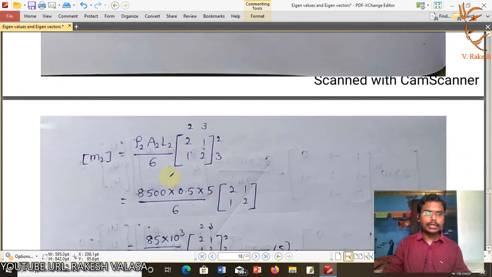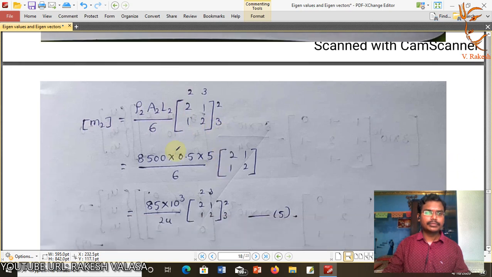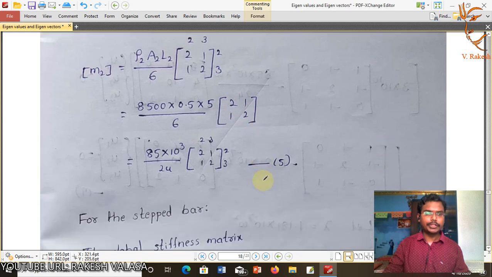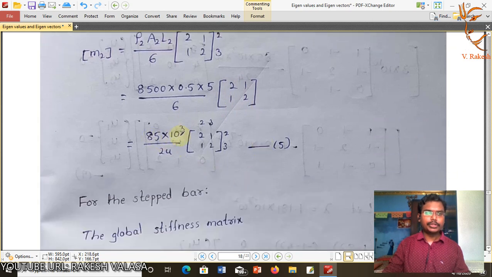Now calculate the mass matrix for element 2. We know the formula: rho A L by 6 times [2 1; 1 2]. Now substitute the values: rho 8500 into A2 0.5 into L2 5 by 6 times [2 1; 1 2]. Now simplify this equation, we get 85 into 10 power 3 by 24 times [2 1; 1 2], with nodes 2 and 3.